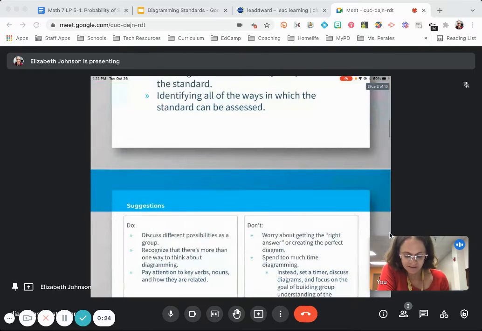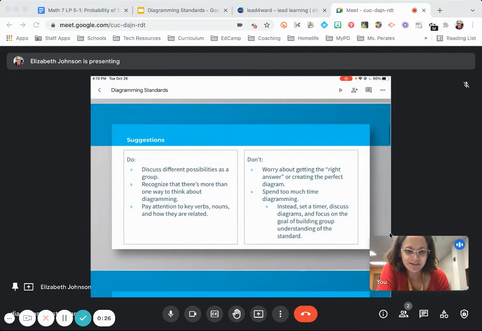Here's some suggestions for when you are diagramming standards with your group. So some things to do. Definitely discuss different possibilities as a group. There's more than one way to diagram most standards, so consider each other's possibilities and be open-minded about it. Pay attention to the key verbs, to the key nouns, and to the relationships between those, because that's going to tell you the different ways that the standard can be assessed. And that's going to tell you the main key concepts that the students will need to understand.